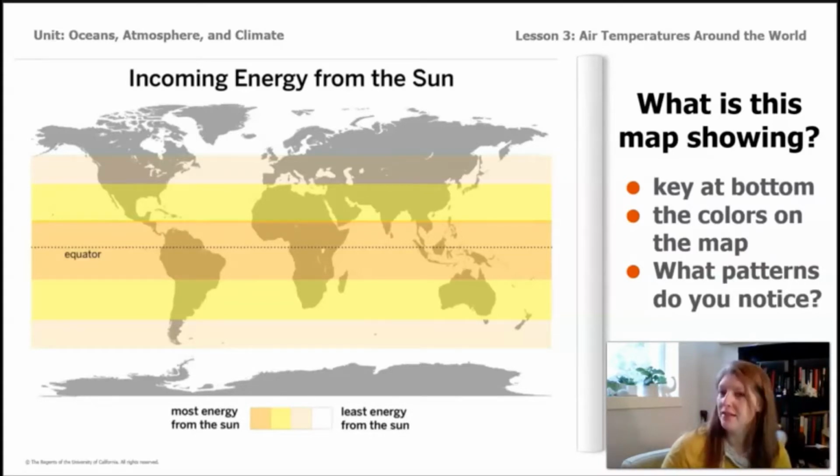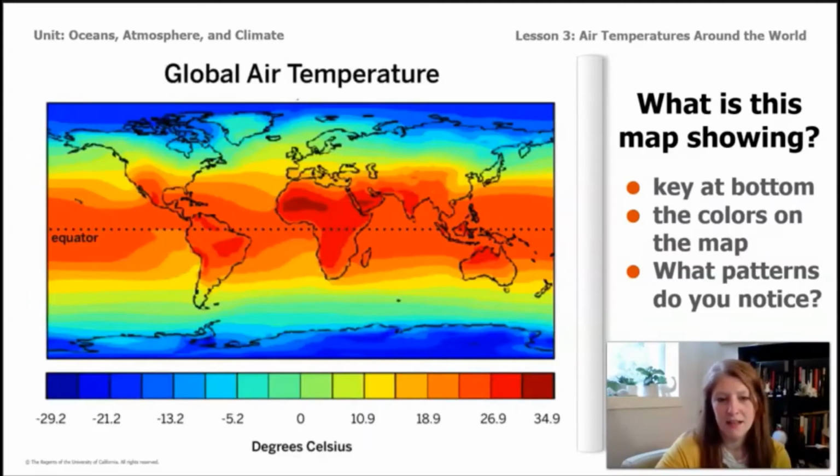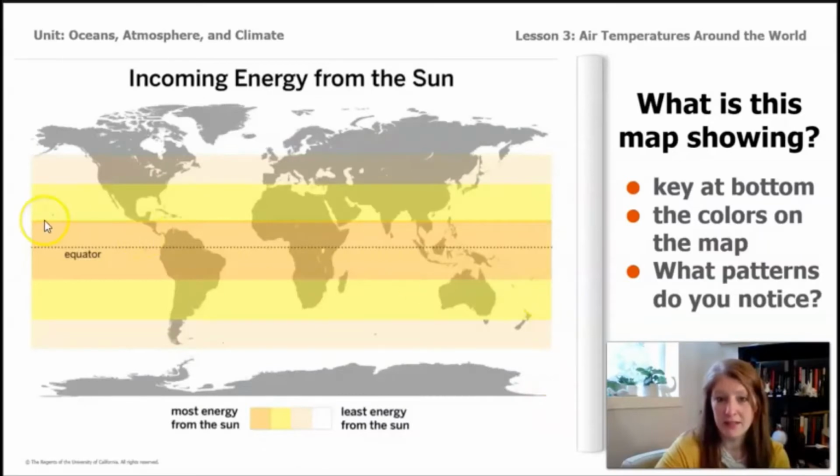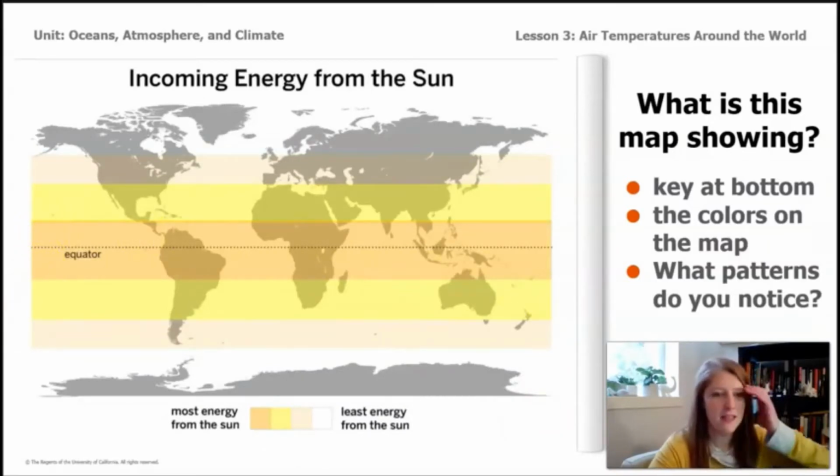One thing that I notice here is it doesn't have quite the same amount of color as the map that we were just looking at. And the lines are very horizontal. I'm noticing that as well. The key here says that the light orange that's right along the equator says most energy from the sun. And then the white line, which is here at the South Pole and the North Pole, shows least energy from the sun. I notice the title says incoming energy from the sun.